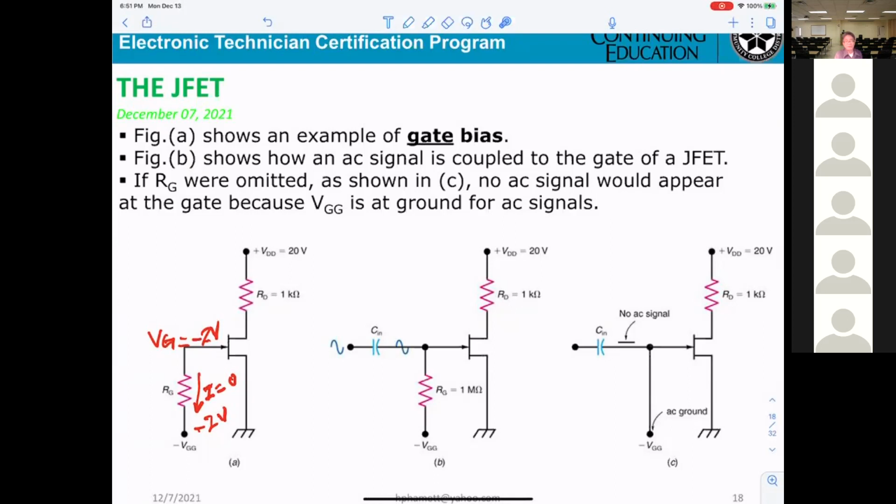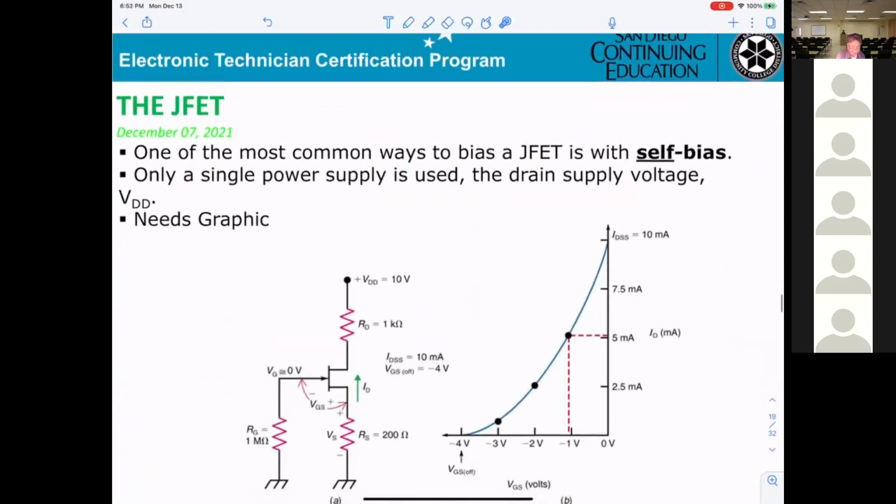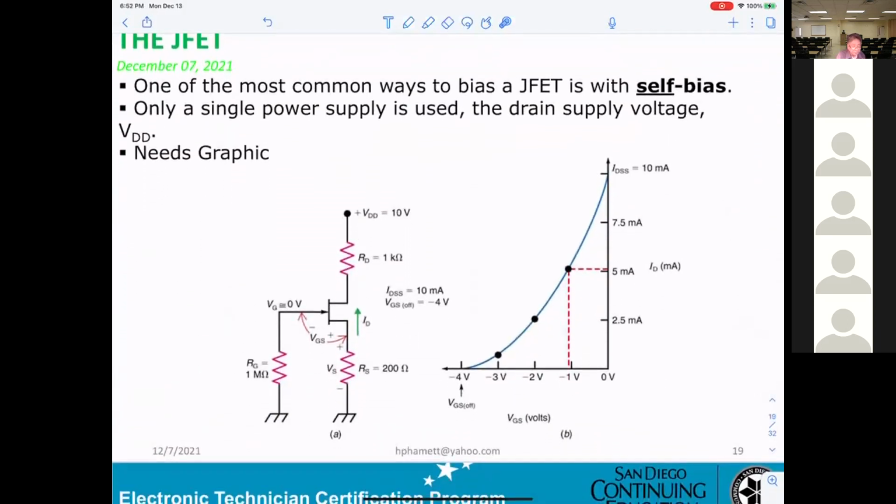When we're talking about AC, then DC must be shorted. Okay, so now I'll try to explain to you why we need RG. Okay, now this is just to introduce how the gate or fixed bias circuitry looks like.